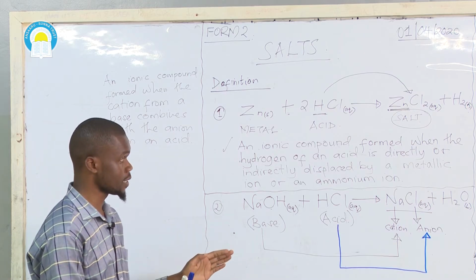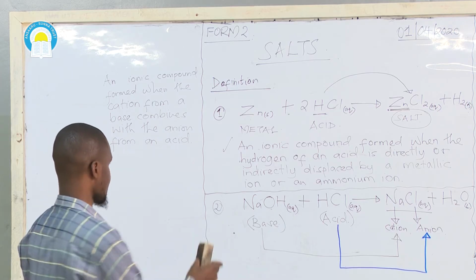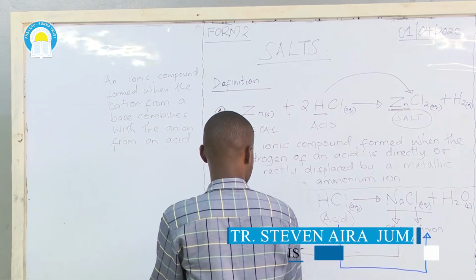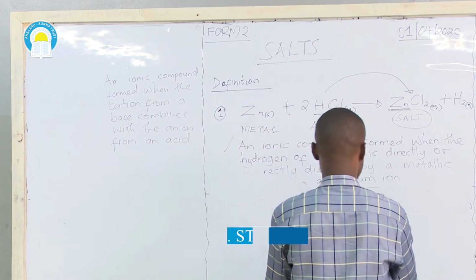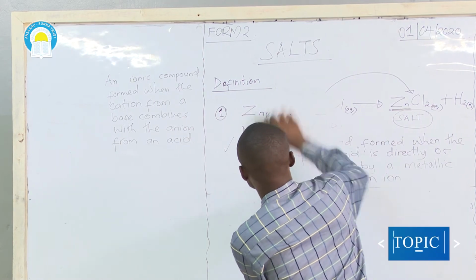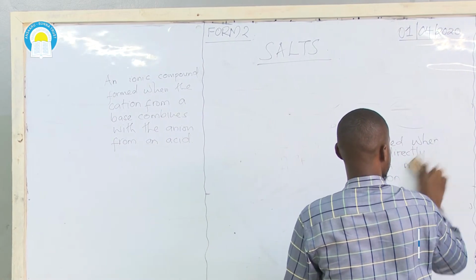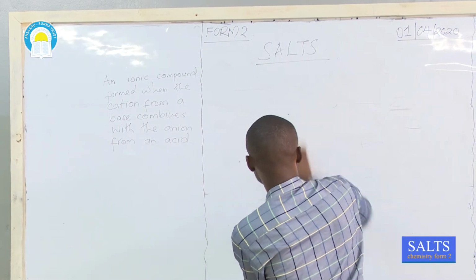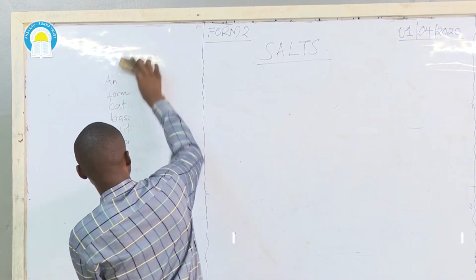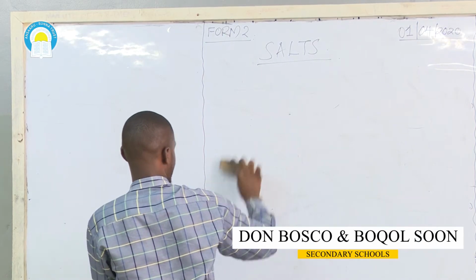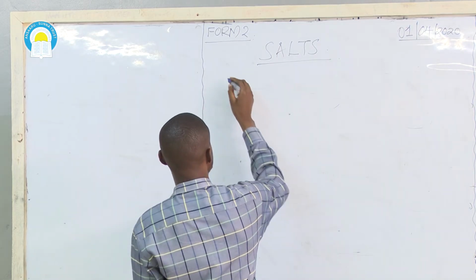I hope that is very clear and everybody is getting what I'm talking about. That makes us move to the next stage. Now that we know what a salt is, we can talk about something else here. So after knowing what a salt is, we can discuss the types of salts we have. And the types of salts here are actually based on composition.